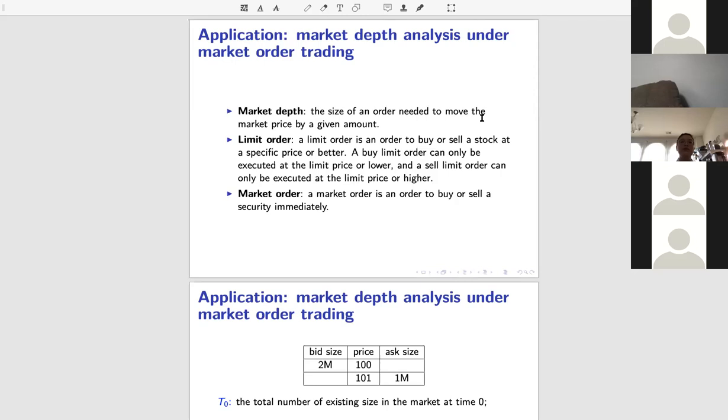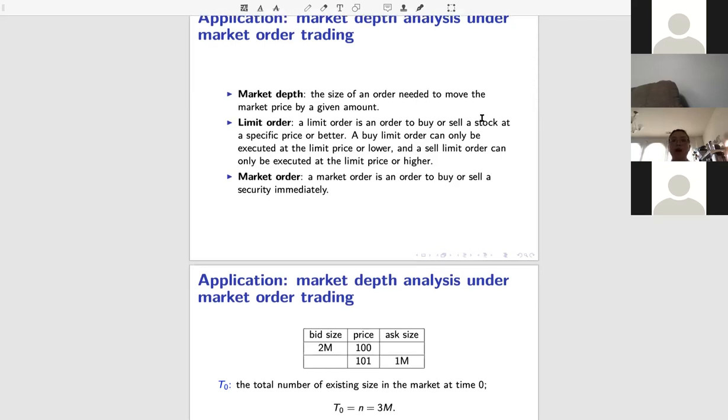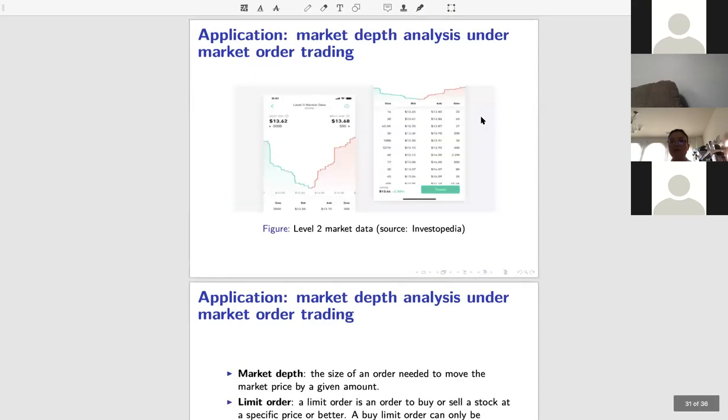So we define market depth as the size of an order needed to move the market price by a given amount. For example, if we go back to our data on the right-hand side, since we have 2.2 million selling orders at a price of 14, this means we need at least 2.2 million buying orders in order to move the price above $14.